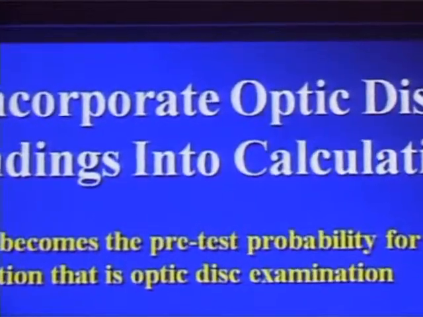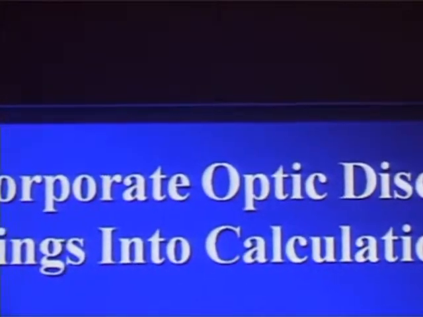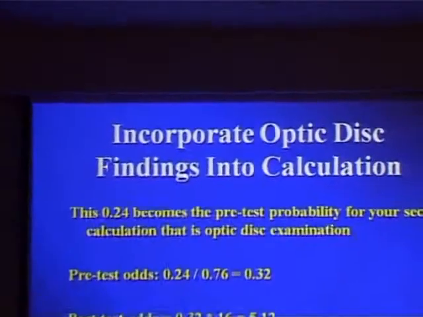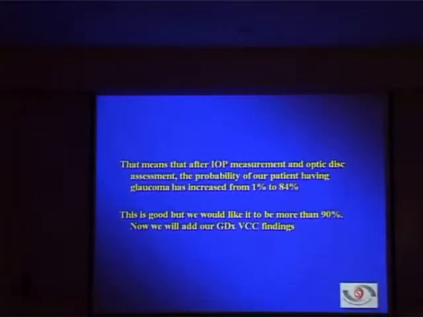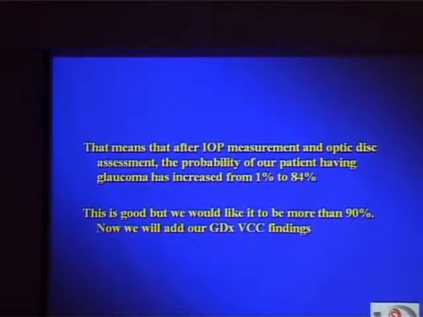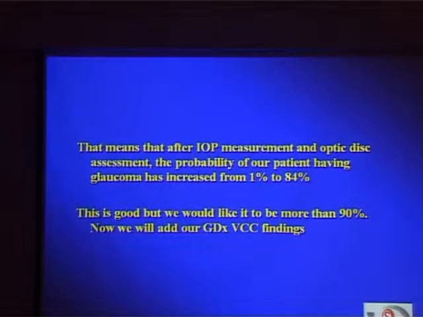You reach 0.84. So IOP is more than 21 and the optic disc is as described. Now the post-test probability is 84%. Is it good enough? It is good enough, and I will discuss it at the end of my talk, on the last slide. But let's say I want to be sure more than 90%, then I have done GDX.